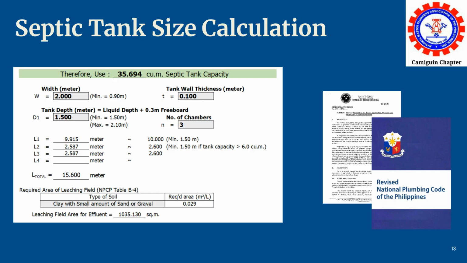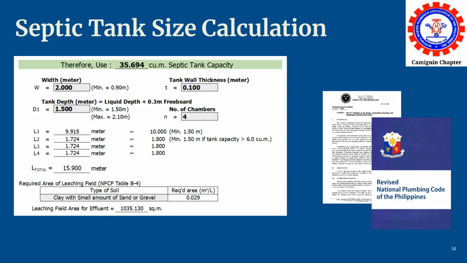With the capacity set at 35.694 cubic meters, we can now set the physical dimensions of the tank to abide with the minimums and maximums adjusted to fit actual site condition, including width, depth, and the number of chambers, along with the leaching field requirements. Adjusting the number of chambers to comply with various local government regulations, in this example 4, allows us to refine the length measurements for each section, ensuring the total length meets the design requirements.